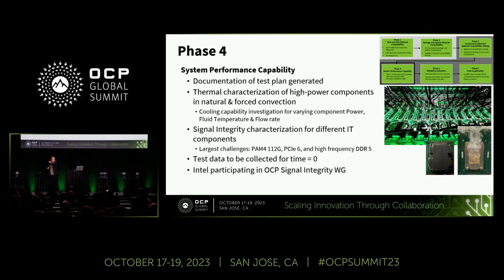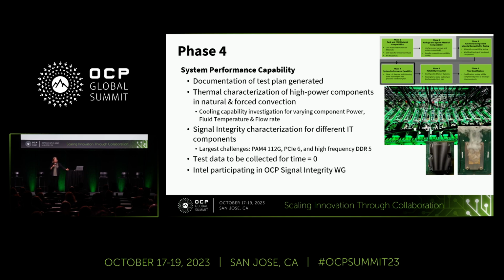Phase 4 is system performance capability. So here we start getting into the servers themselves, right? We have documented the test plan there. And this is really, again, focused on the thermal characterization and signal integrity characterization. And for thermals, we're focusing on the high power components, right, in both natural and forced convection. Goes back to the figure of merits as well, right, that we were talking about in the fluid specification. So we're looking at the cooling capability for varying power, fluid temperatures, and flow rates as well.